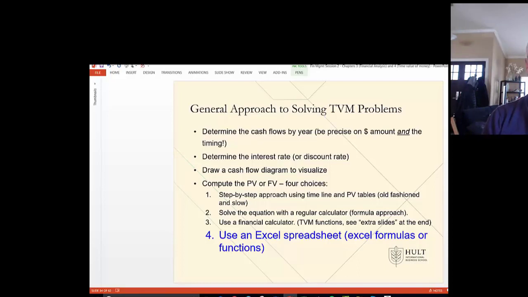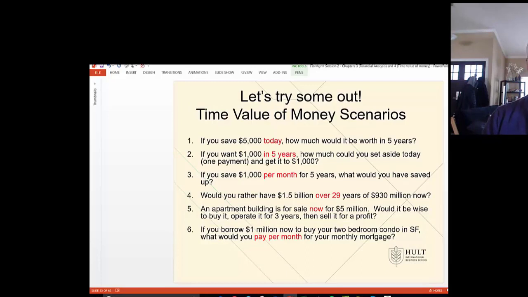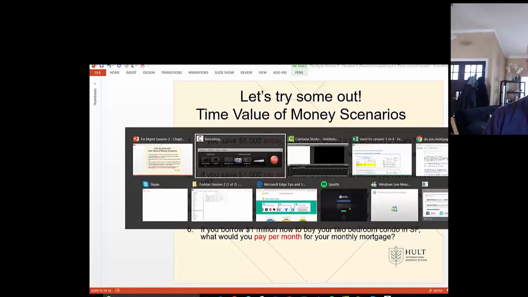I would recommend a Hewlett-Packard 10B2 or 17B2 Plus. Those are my favorite calculators. I could explain why if you're really geeky. And if you want to skip the financial calculator, it's fine. We're going to use Excel. So I'm going to focus our teaching on Excel, but I just wanted to point out that there are multiple ways to solve time value of money problems. So next we're going to look at some scenarios using time value of money, but first I'm going to give you a little Excel lesson.